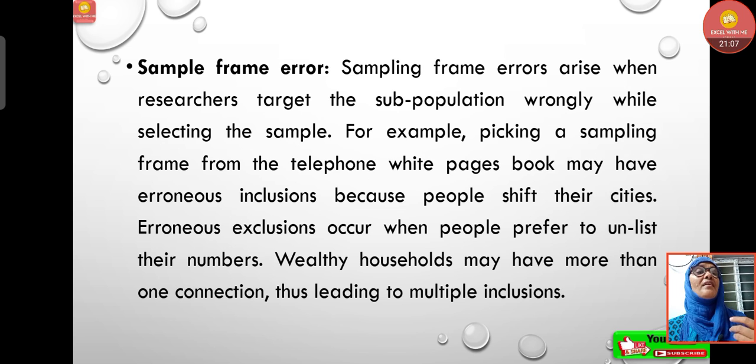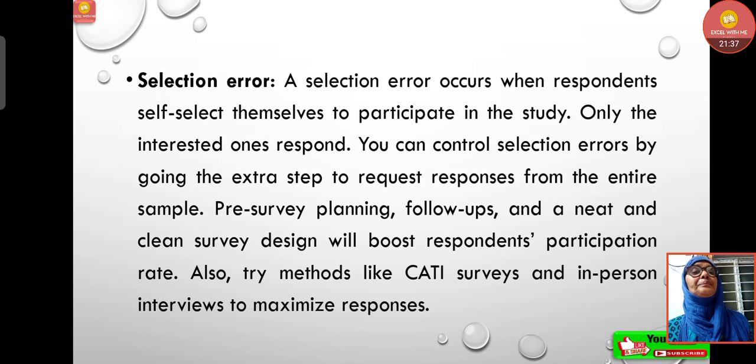Then sample frame error. This error arises when researchers target the subpopulation wrongly while selecting the sample. For example, picking a sampling frame from the telephone white pages book may have erroneous inclusions because people shift their cities. That is, erroneous inclusions occur when people prefer to unlist their numbers. Wealthy households may have more than one connection, thus leading to multiple inclusions.